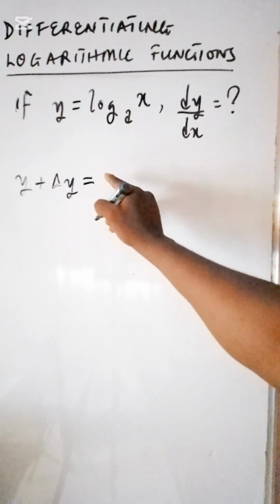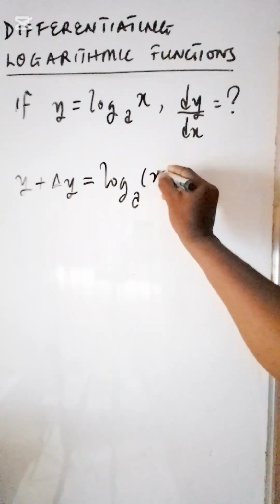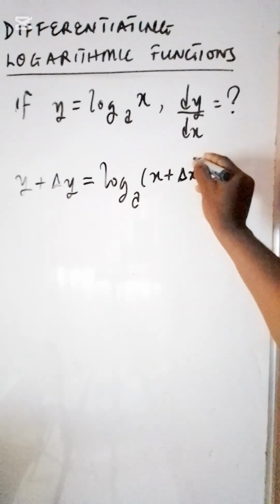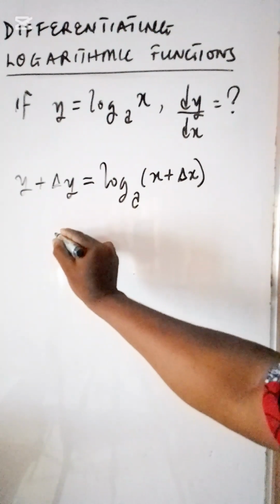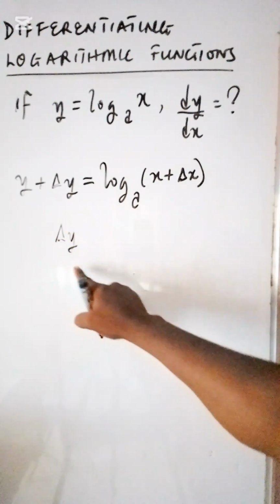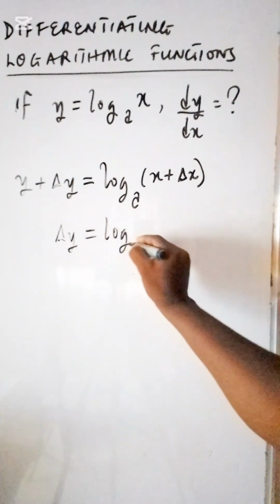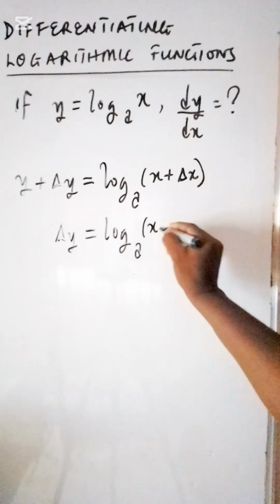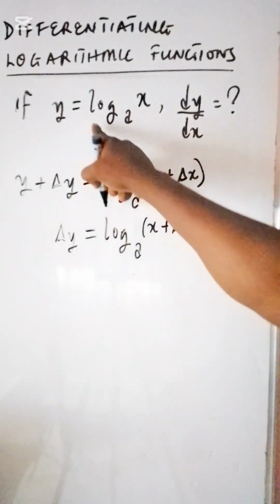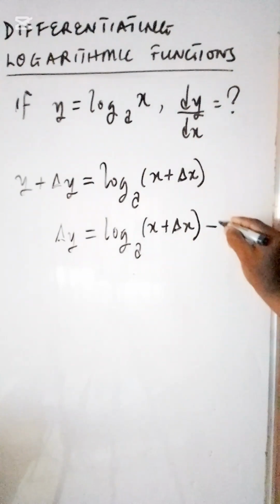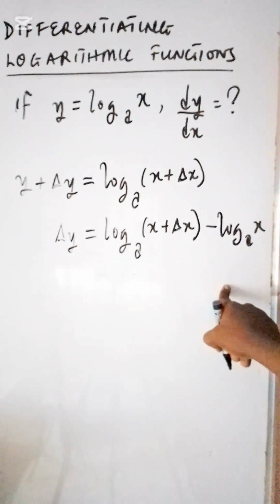y, noting that this must have come from log to base a of x plus an infinitesimal change in x. Thereafter, the next thing I'm going to do will be to make change in y the subject of formula, and when you do that, we are going to have log to base a of x plus change in x, minus y, which is log x to base a. So I'm going to bring this in place of y, log x to base a.